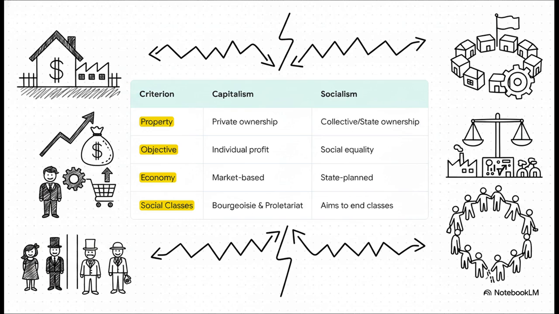And finally, social classes. Capitalism kind of creates them by design. You've got owners and you've got workers. Socialism's goal is to get rid of that division altogether.